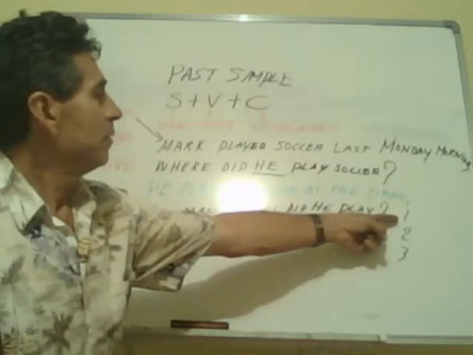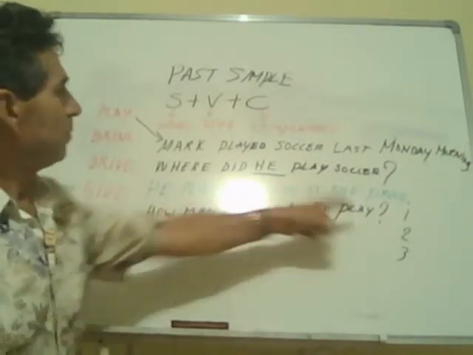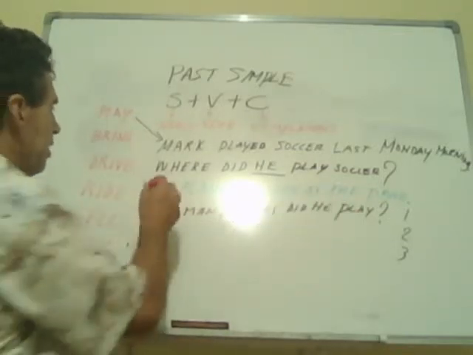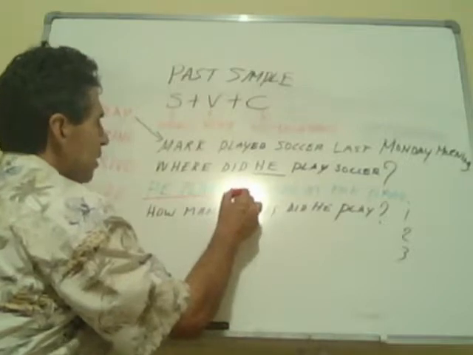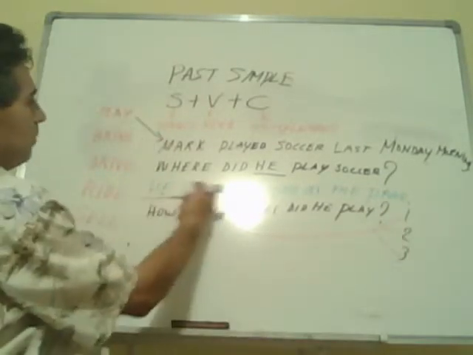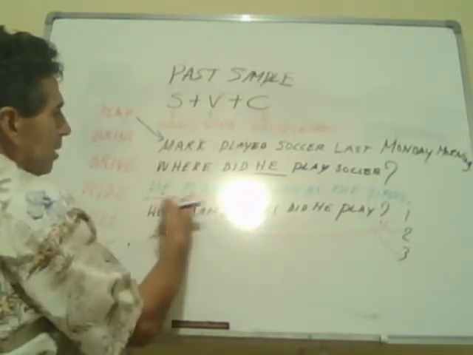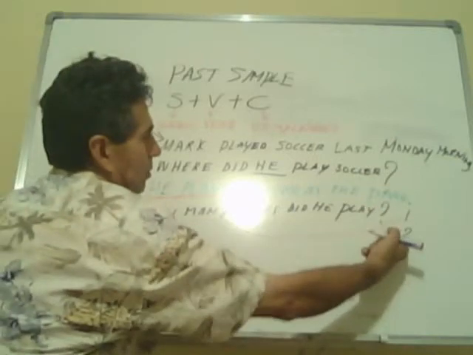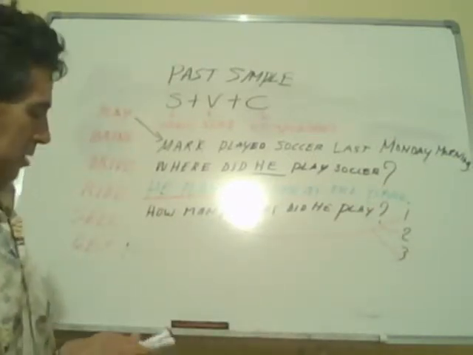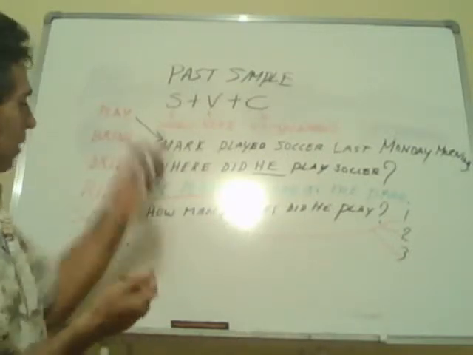He played 1 hour, 2 hours, 3 hours. You say, he played. Now, when you say he played, you use this expression right here. He played, and you go 1 hour, 2 hours, 3 hours. He played, see that little arrow? Like this. He played 1 hour, 2 hours, 3 hours. Got it? Yes? You can continue getting as much information as you can get from him, right?